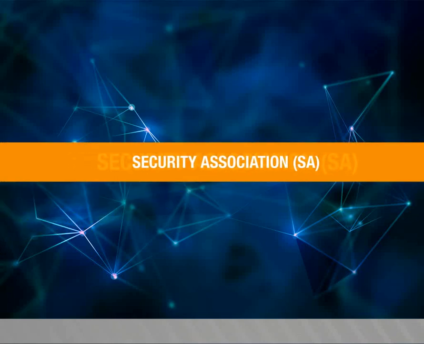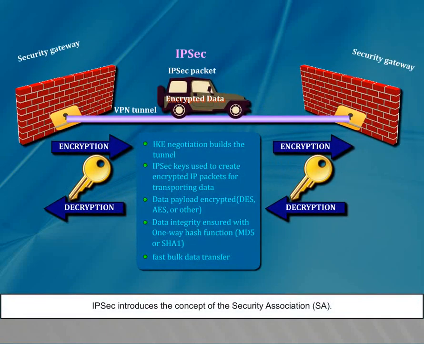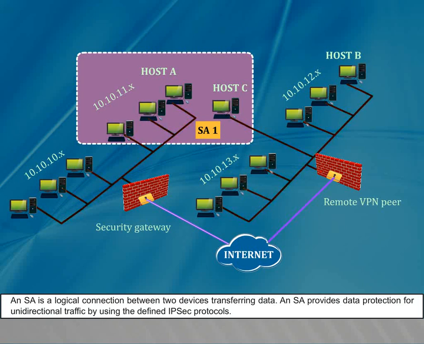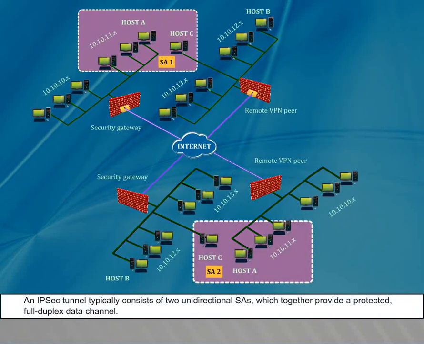Security Association (SA). In this video, we are going to see about Security Association (SA). IPsec introduces the concept of the Security Association (SA). An SA is a logical connection between two devices transferring data. An SA provides data protection for unidirectional traffic by using the defined IPsec protocols. An IPsec tunnel typically consists of two unidirectional SAs which together provide a protected full duplex data channel.